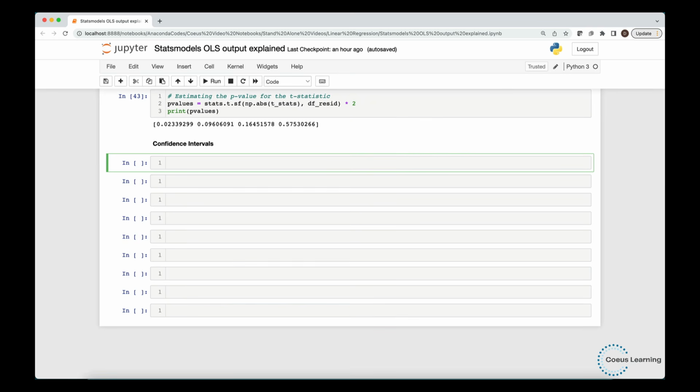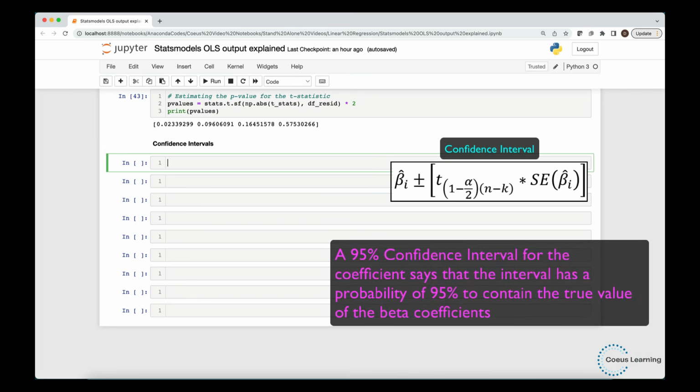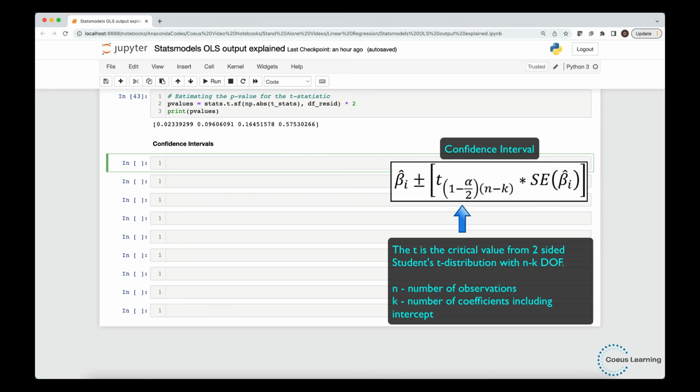We now take a look into the confidence interval and see how these values are computed. A 95% confidence interval for the coefficient says that the interval has a probability of 95% to contain the true value of the beta coefficients. In the formula shown, the t-value inside the square bracket is the critical value that we get from two-sided Student's t-distribution with n-k degrees of freedom.